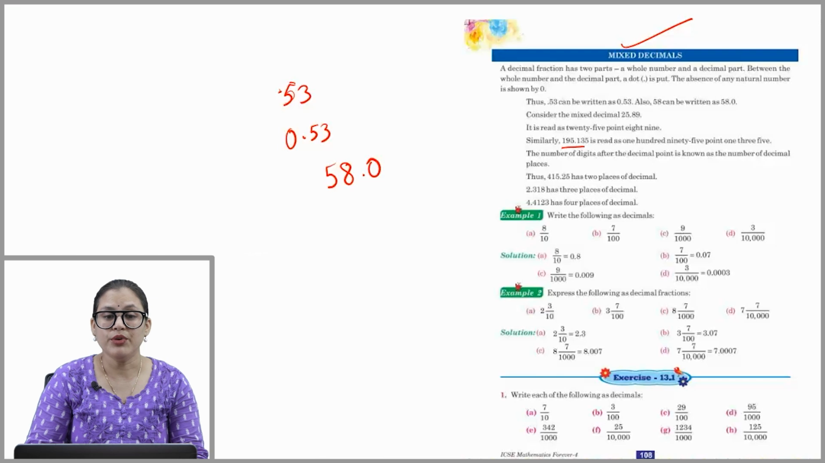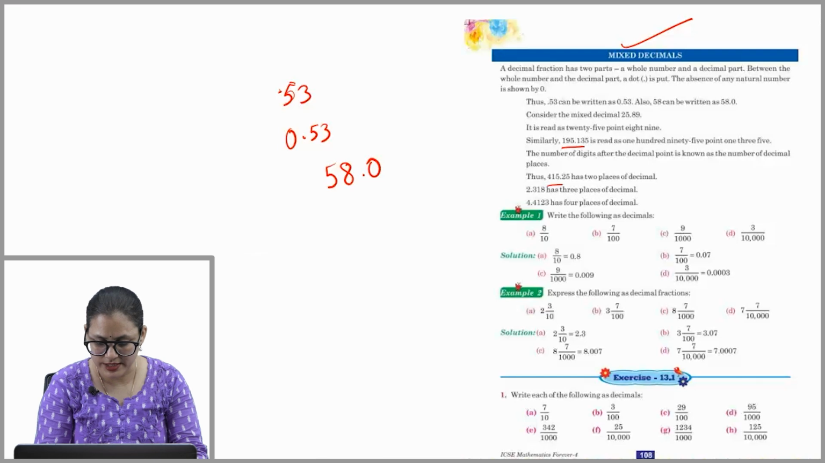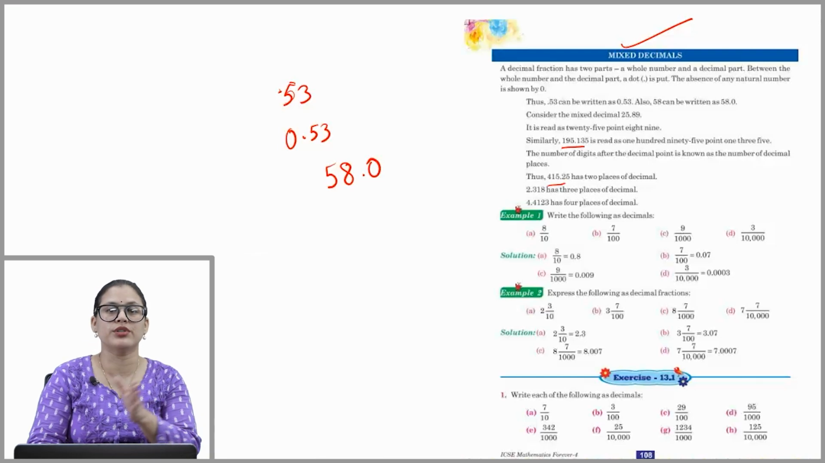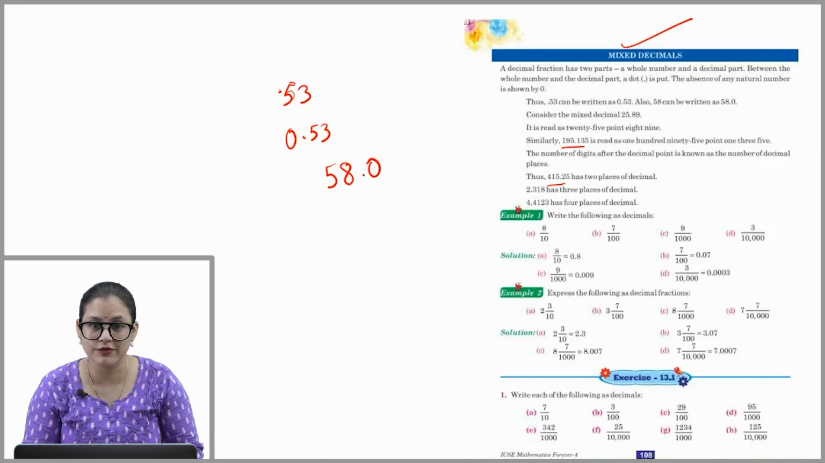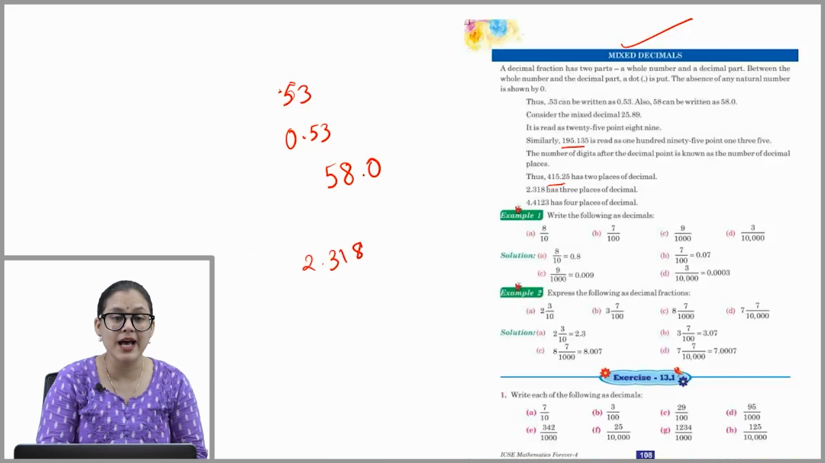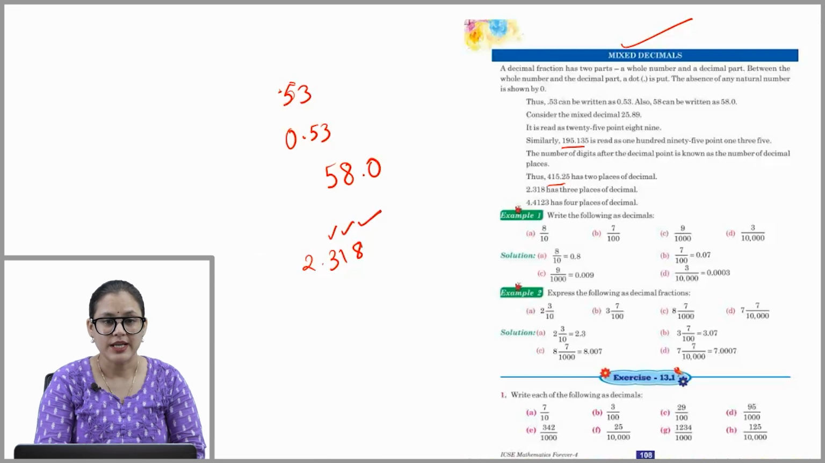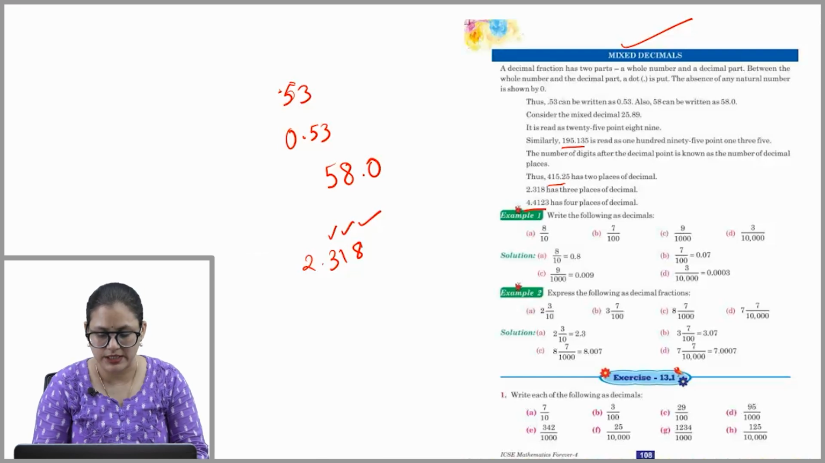Okay, the number of digits after the decimal point is known as the number of decimal places. Thus, this decimal has 2 places of decimals. As you can see, there are 2 digits after the decimal. That means it has 2 places of decimal. 2.318. It has how many places of decimal? 1, 2, 3. Okay. Similarly, this decimal has 4 places of decimal.